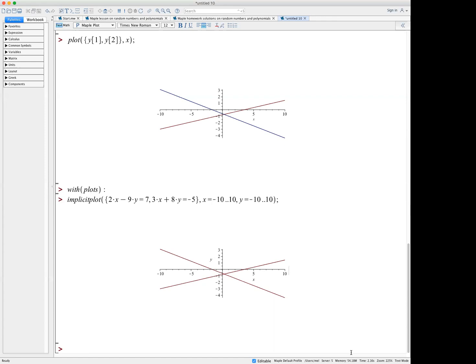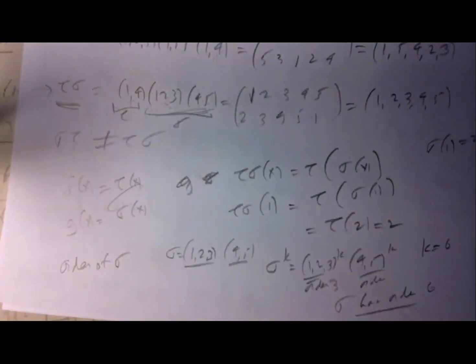Anything else from Math 156? What about from algebra? Anything else? Anyone have a question? A lot of people, not many questions.